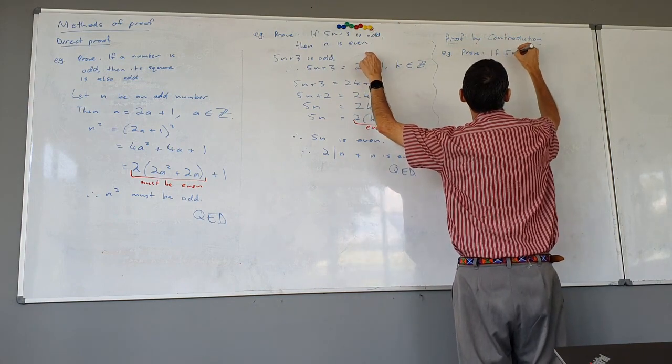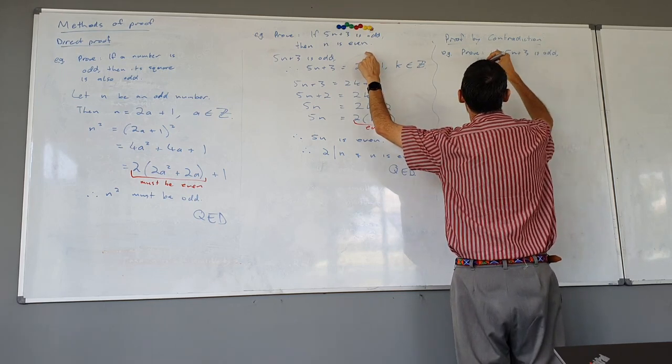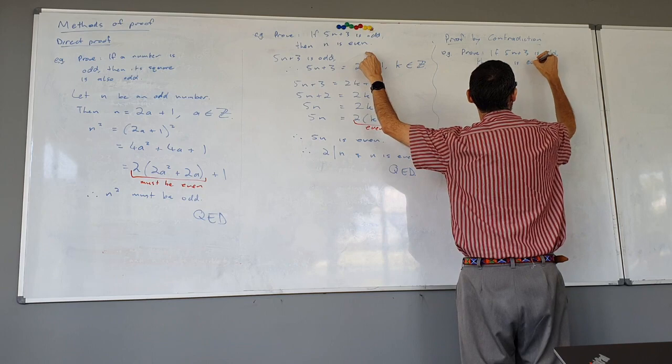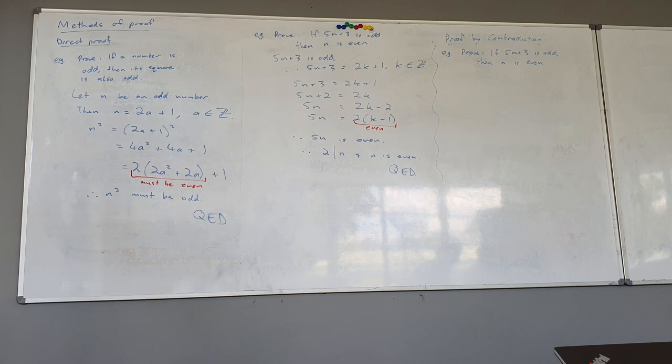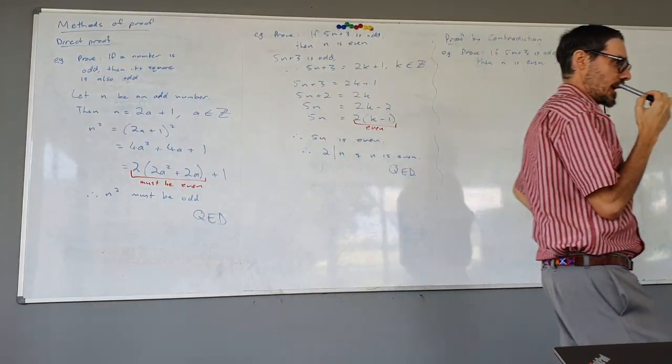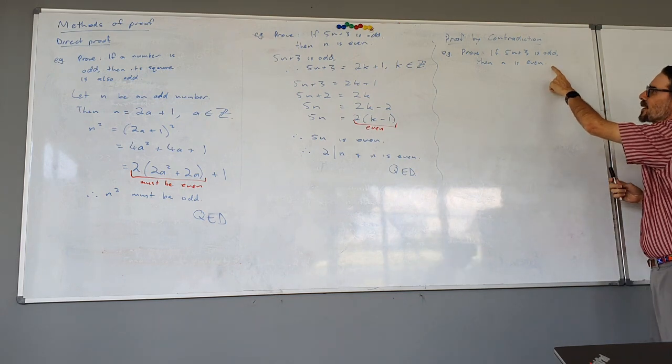If 5n plus 3 is odd, then n is even. Exactly the same thing. I'll wait for them taking notes to catch up. Okay to go on, Xander? Yes. Okay. So, if 5n plus 3 is odd, then n is even.